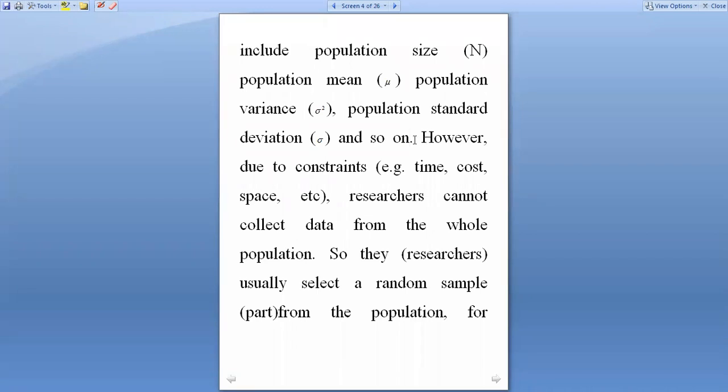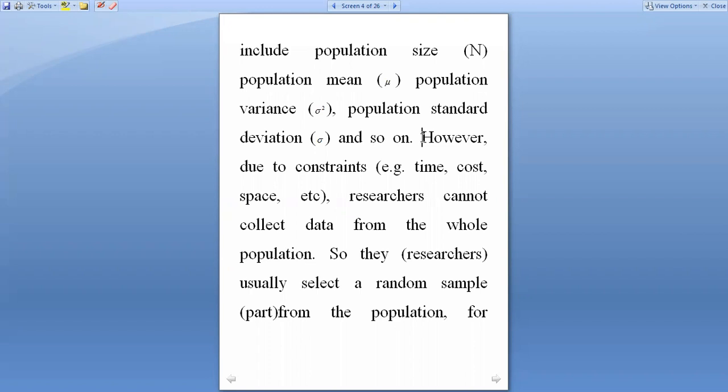So these are population parameters. These are the parameters we are estimating, because look here, we always have constraints. We always have limited resources in terms of time and money to collect data from the entire population.